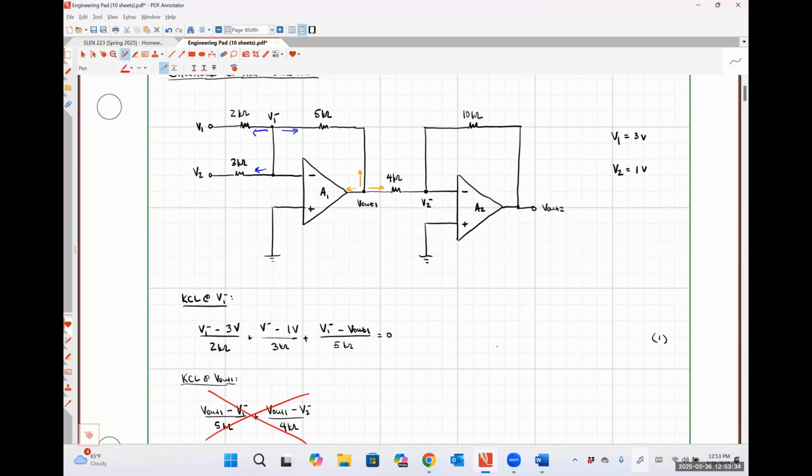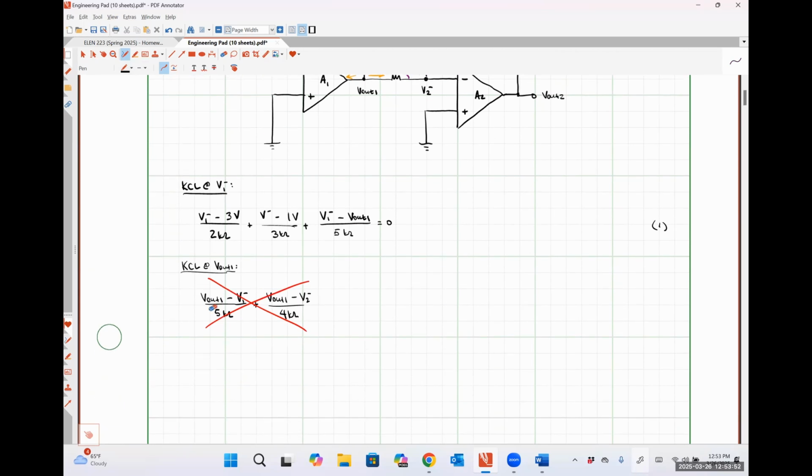So I'm going to move over to the non-inverting input node for amplifier number 2, right? So that would be this current flowing to the left plus this current flowing up, because we know 0 amps is going to flow into that input terminal. So let me just get rid of this stuff and change this to be KCL at V2 minus.